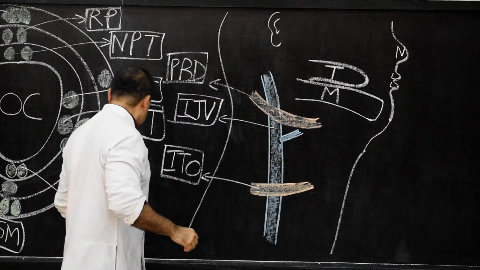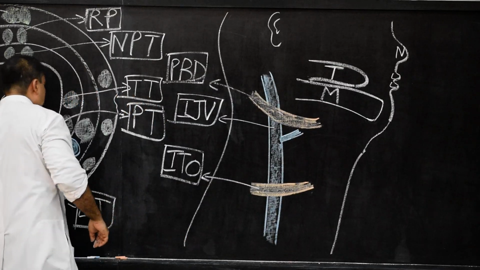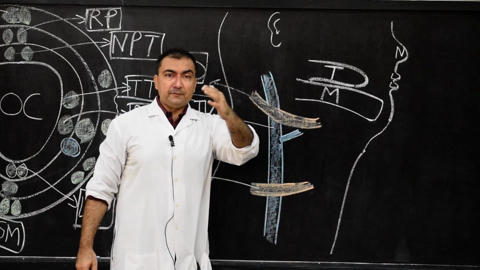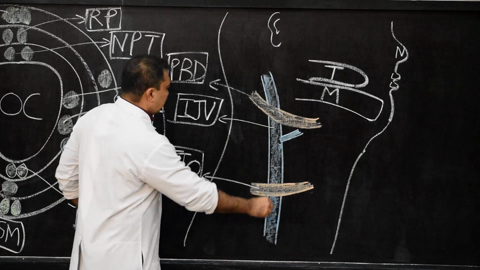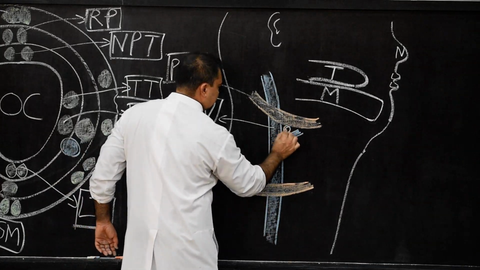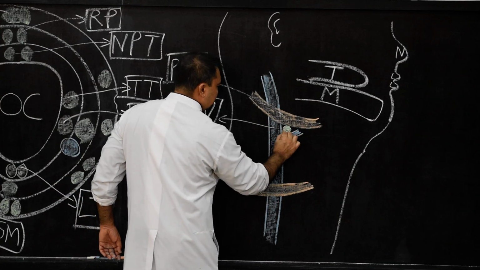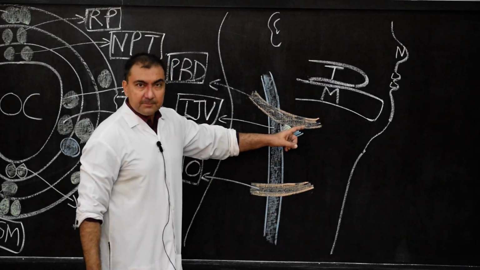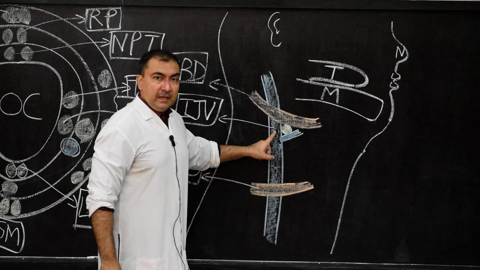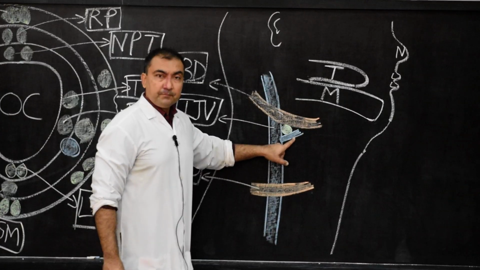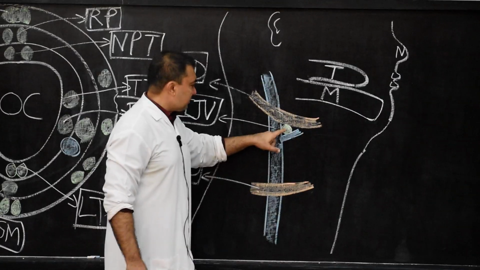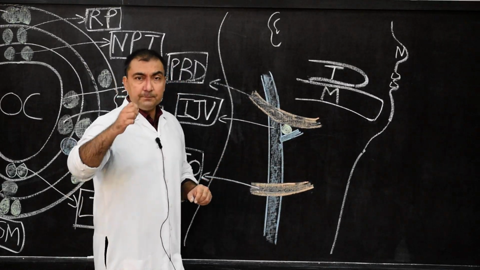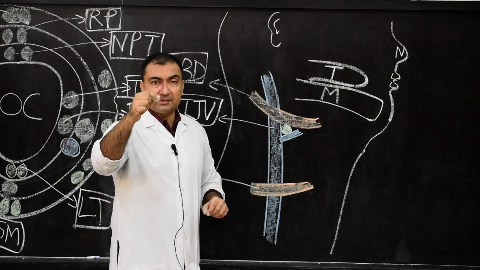The jugulo-digastric group of lymph nodes, which are the important members of the upper group of deep cervical lymph nodes, are located exactly here. So this is where I need to draw. At the triangular interval between the posterior belly of digastric, internal jugular vein, and facial vein. So this triangular interval will lodge the jugulo-digastric lymph node, which is an important member of the upper group of deep cervical lymph nodes.